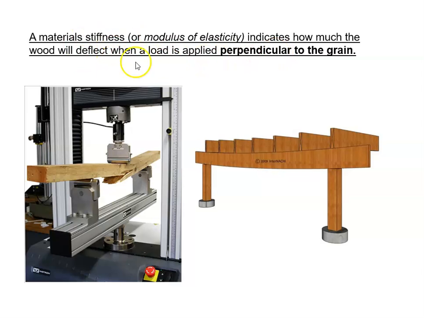So it is how much it deflects when load is applied perpendicular to the grain, because that is typically how joists will be loaded, of course. Otherwise, it would be a column. So we're walking across the deck, and this beam is deflecting a little bit, perpendicular to the grain. The load is coming down perpendicular. That's what we see here, loaded perpendicular to the grain.